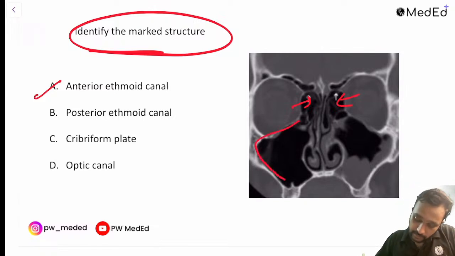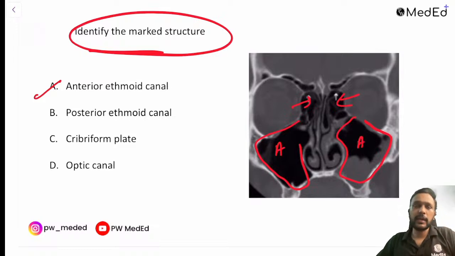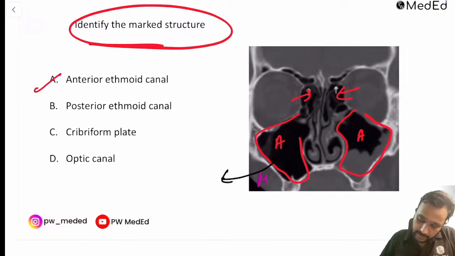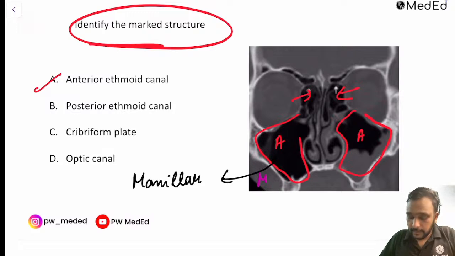So what are these two sinuses which I have labeled as A? Anyone? These are your maxillary sinuses. These structures labeled as A, these are your maxillary sinuses, right?